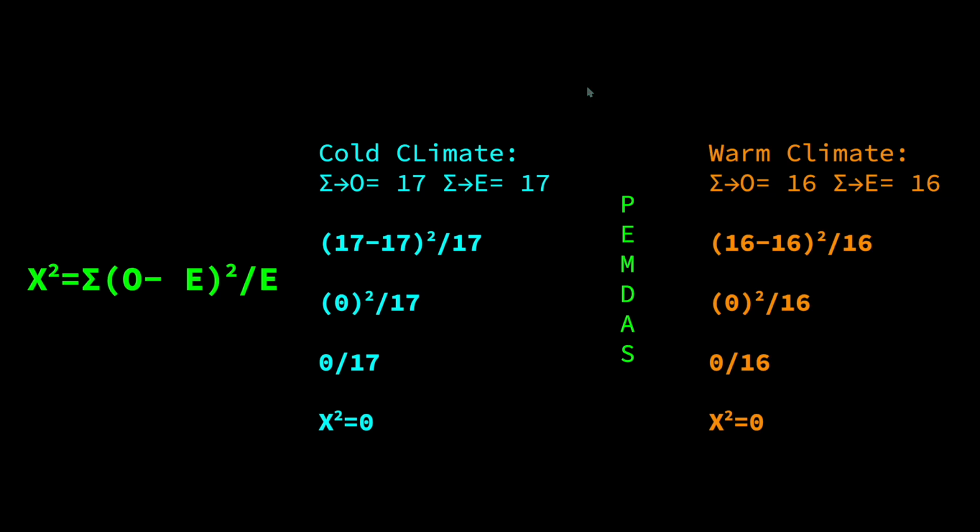And when doing the same for the warm climate, our observed value was 16 white frogs, and so our expected value would be 16 white frogs too. Following the same principle as we did for the last equation, you would plug it into the chi-square equation, getting, in parentheses, 16 minus 16 squared divided by 16. And then 0 squared divided by 16, and then 0 divided by 16, getting chi-square equals 0.